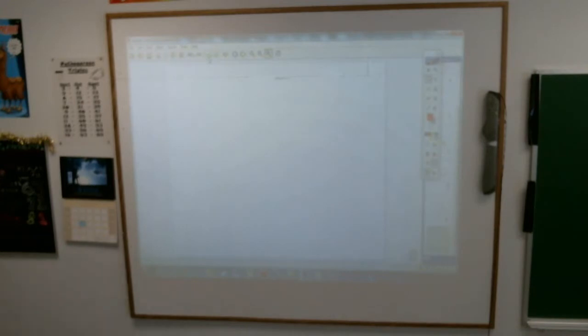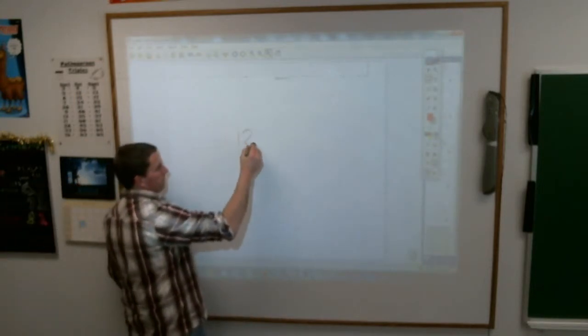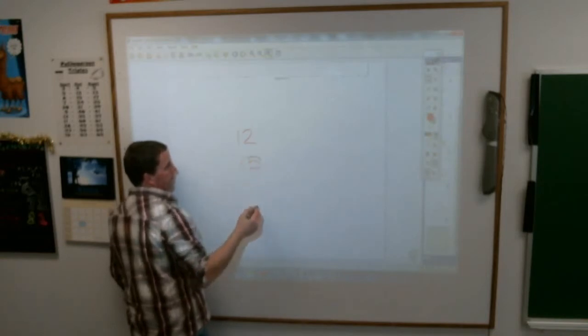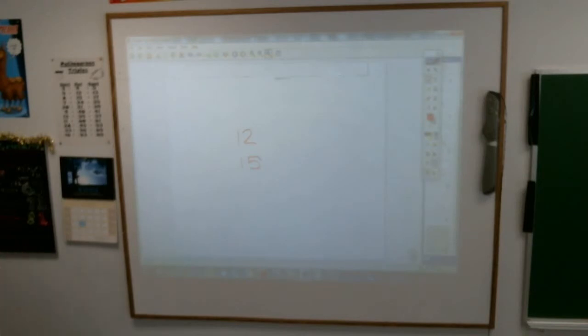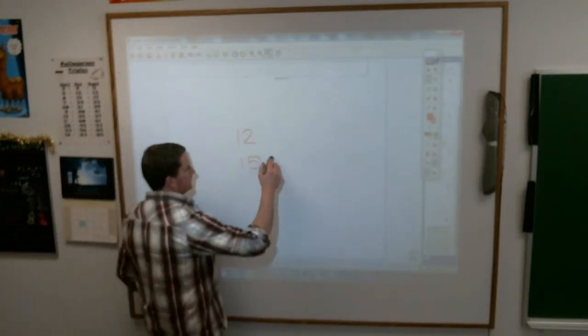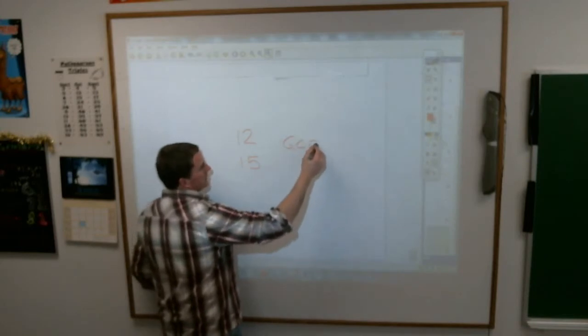How about another one? Let's try one more. What about 12 and 15? What is the greatest common factor of 12 and 15? What is the largest factor that they share? Elijah says 3. The greatest common factor would be 3.